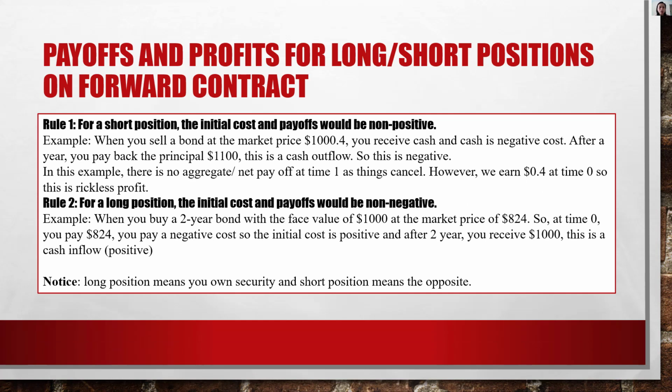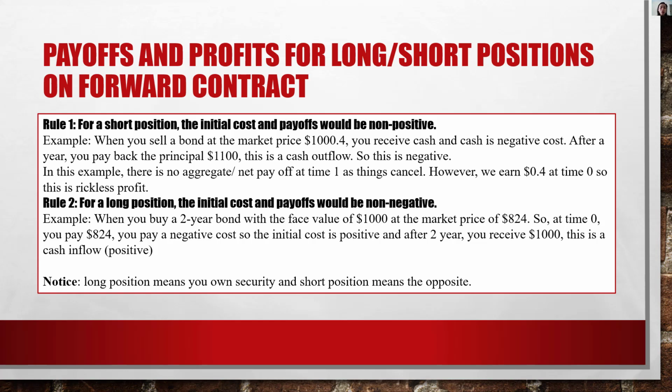Now we are going to consider the payoffs and the profits of long and short position on forward contracts. The way we calculate the payoffs and profits is simple. We have to follow two rules. The first rule: for the short position, the initial cost and payoffs would be non-positive. The second rule is for a long position, the initial cost and payoffs would be non-negative. And here, short position and long position are not about the length of the term, but it is about whether you own the security or you owe the security. So long position here refers to the case when you own the security, and short position means the opposite.